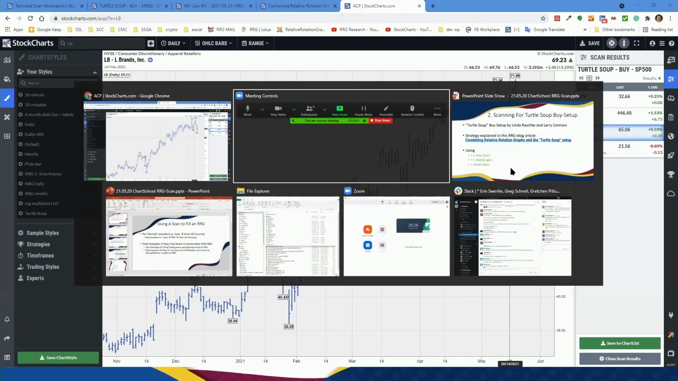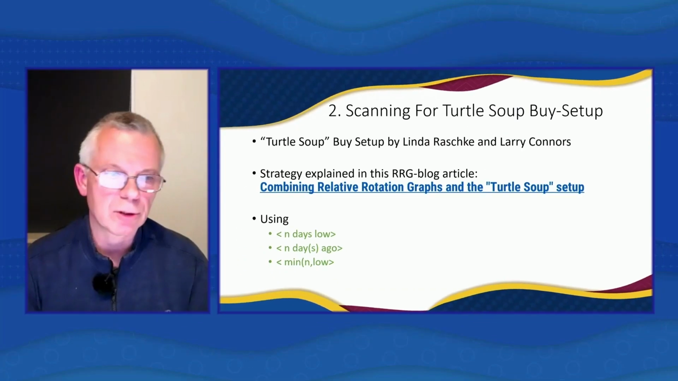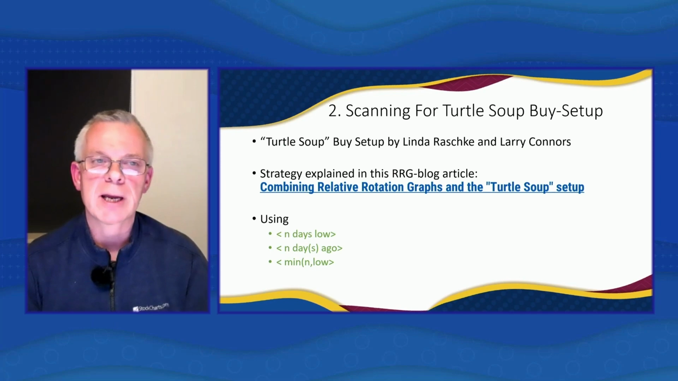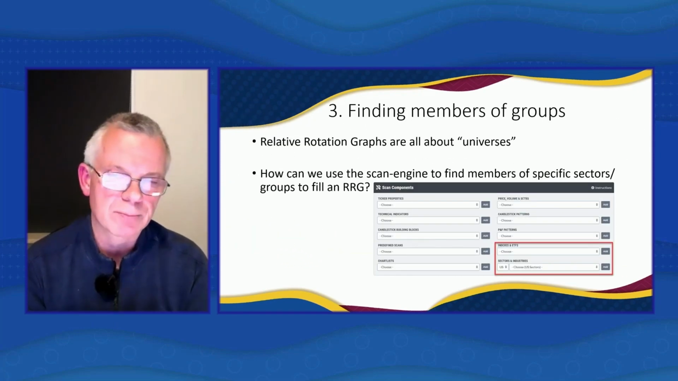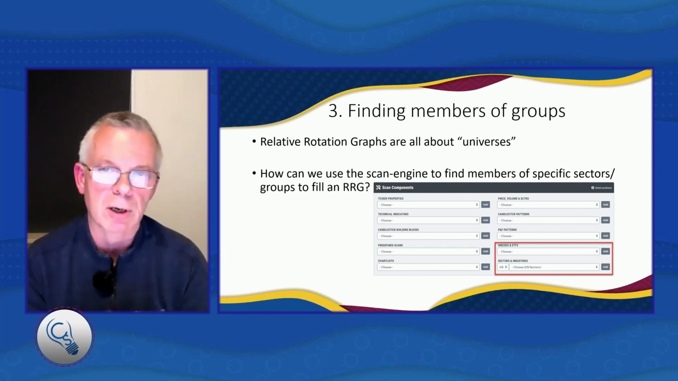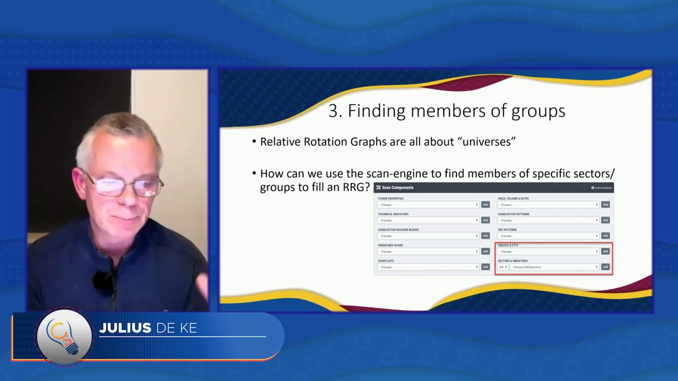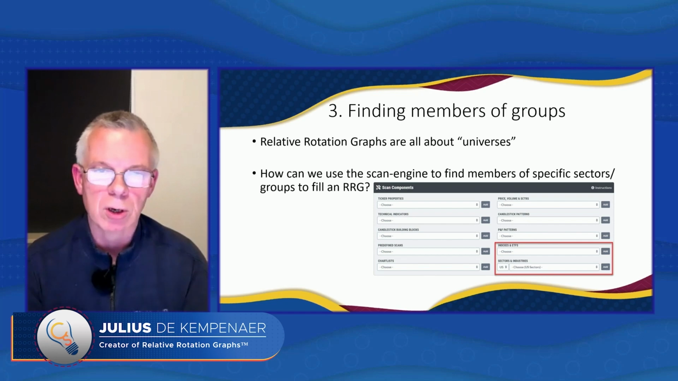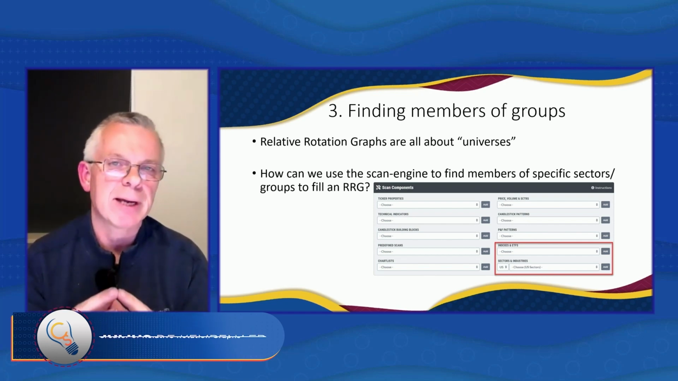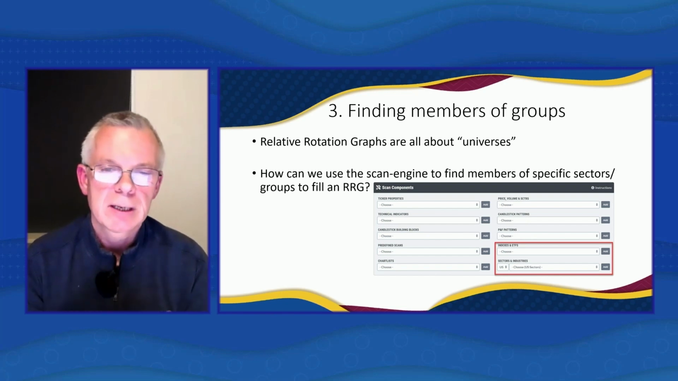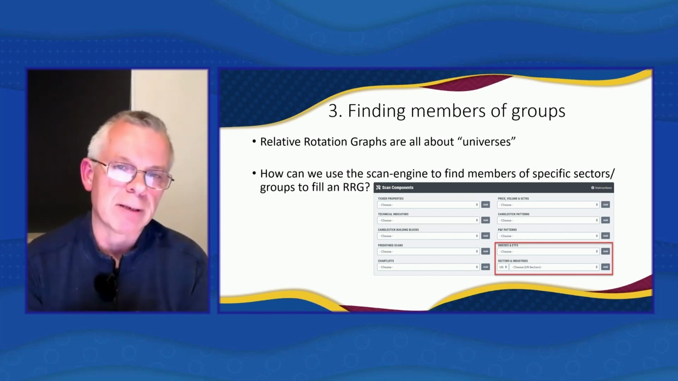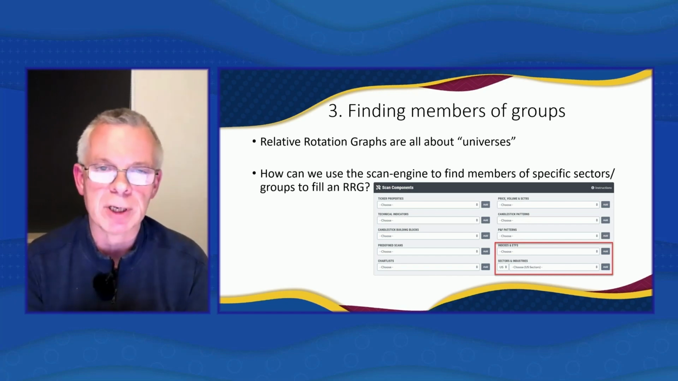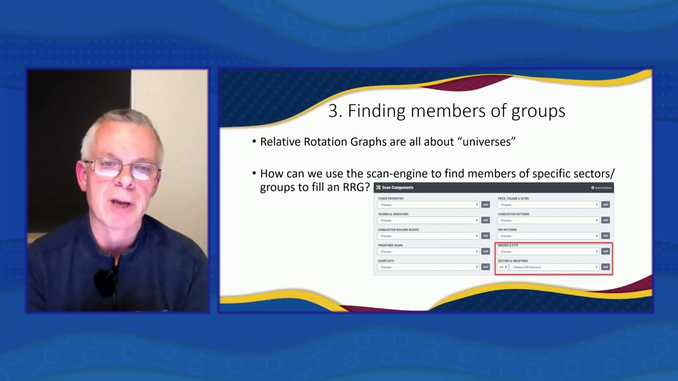Let's go to the third and final use for my scans, and that is finding members of groups. Because you know that relative rotation graphs are all about universes, about putting a number of securities together in a universe and compare them against the benchmark and against each other. Now, you could obviously find all these universes and punch them in by hand.